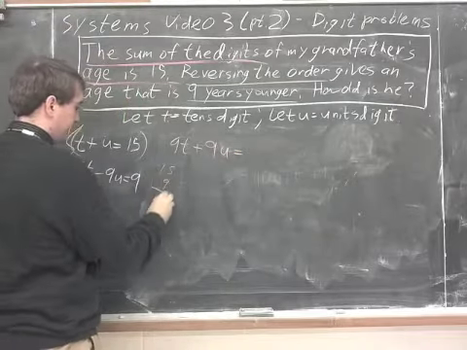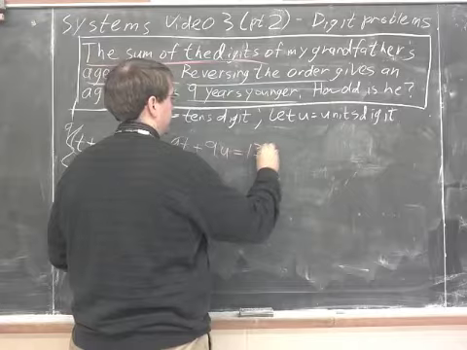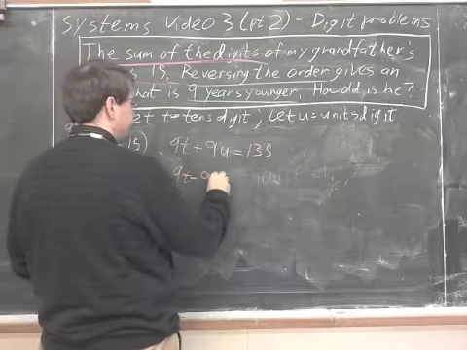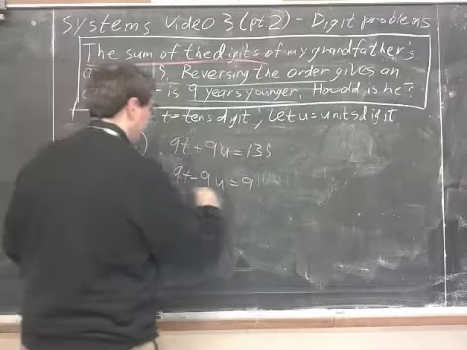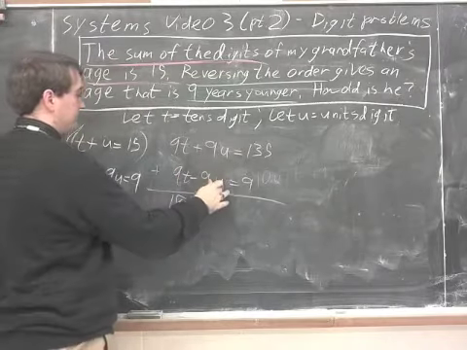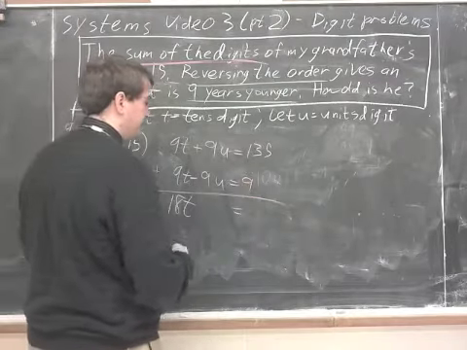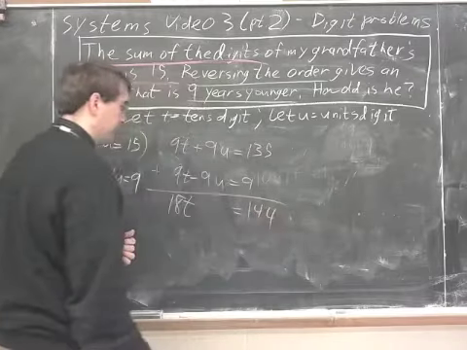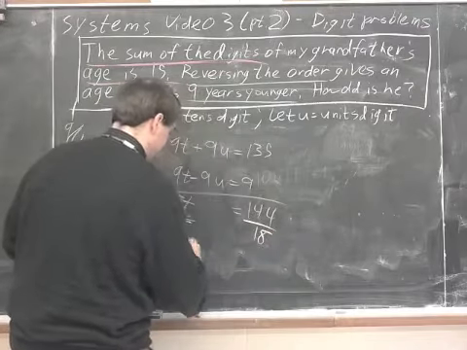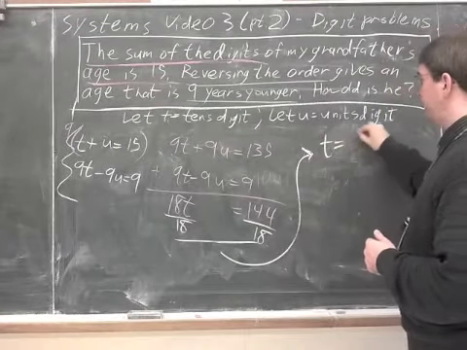15 times 9. 9 times 5 is 45. Carry the 4. 9 times 1 is 9. So 135. Bottom equation has not changed. 9t minus 9u equals 9. Now we'll add them together. 9t plus 9t, 18t. The 9u and negative 9u cancel. That's the whole point of elimination. And then 135 plus 9 is 144. And now, of course, we just divide both sides by 18, and I get that t is equal to 8.